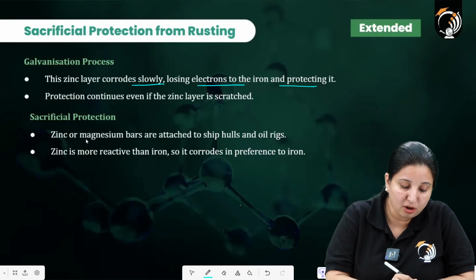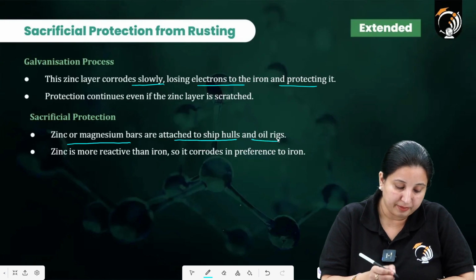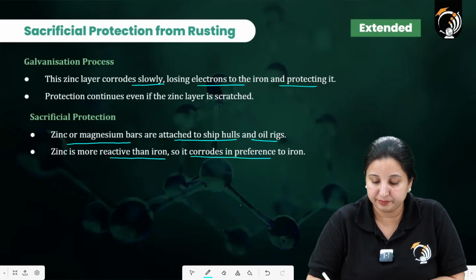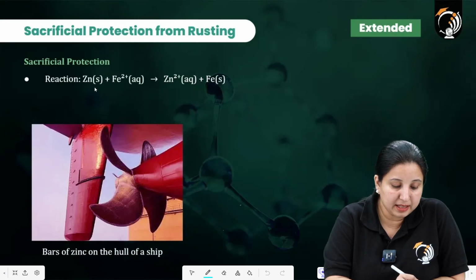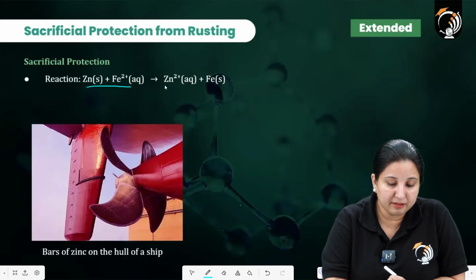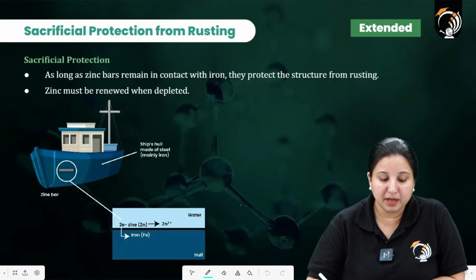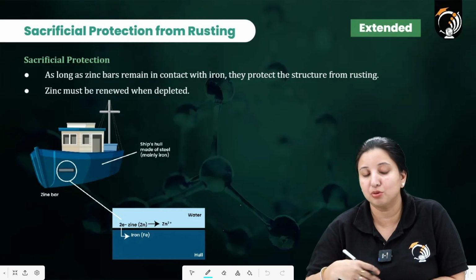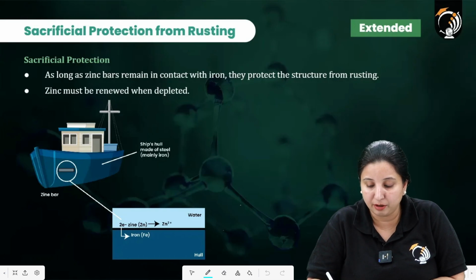So, basically zinc or magnesium bars are attached to ships and oil rigs, and zinc is more reactive than iron, so it corrodes in preference to the iron. For example, over here if you look, zinc gets converted into Zn2+ and Fe2+ gets converted into Fe. Now, as long as zinc bars remain in contact with iron, they protect the structure from rusting, and zinc must be renewed when depleted. That is, once the zinc gets depleted, you are required to put the layer of zinc on the iron again in order to protect it.